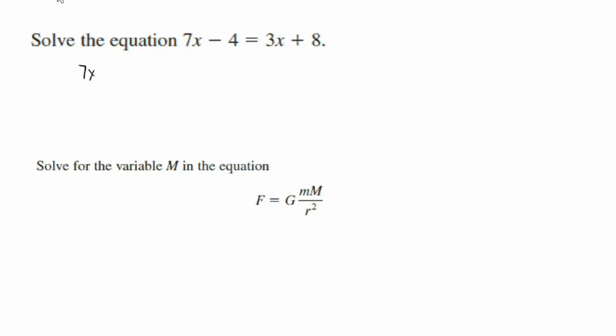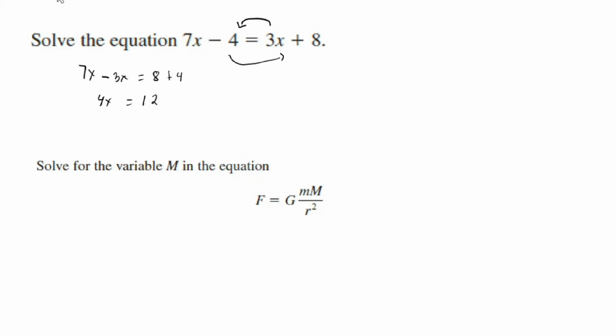When you transpose, always change the sign. When you transpose 3x to the left side, and negative 4 on the right hand side, always change your sign. Therefore, it becomes 7x. Since we transpose 3x to the left, it becomes negative 3x equals 8. And negative 4 will be transposed to the other side, then it becomes positive 4. So combining like terms now, we have 7x minus 3x is 4x is equal to 8 plus 4 equals 12.